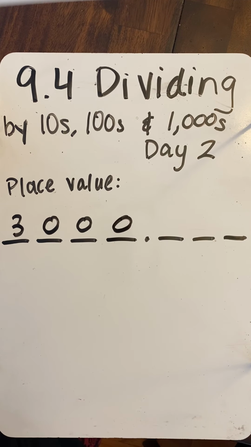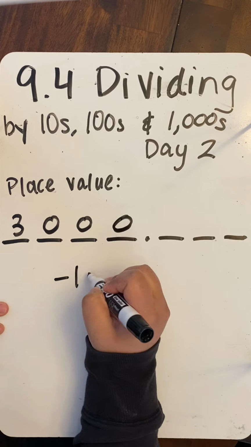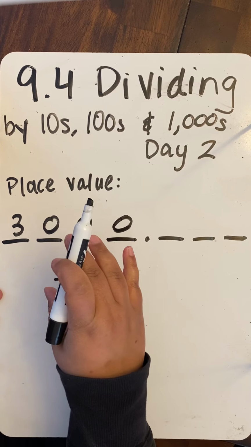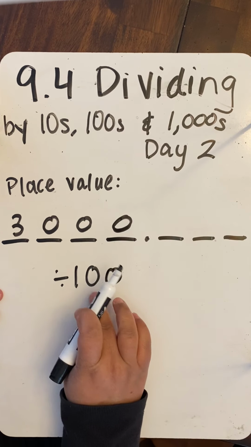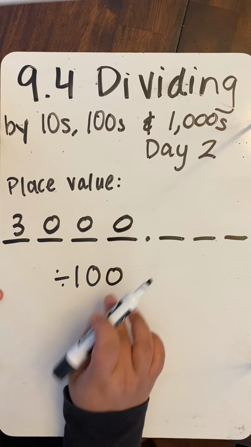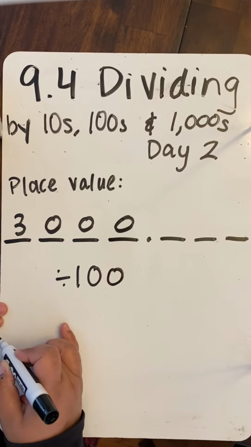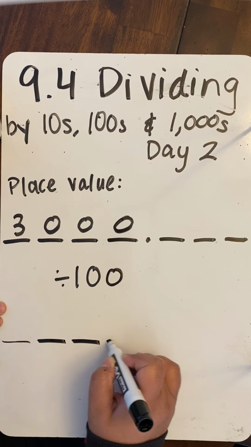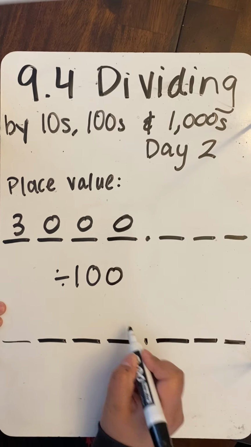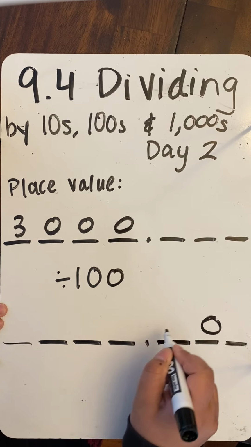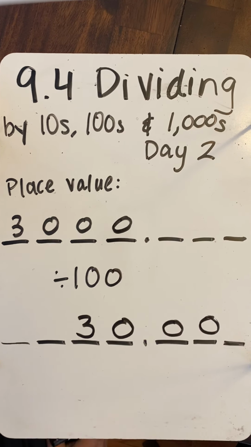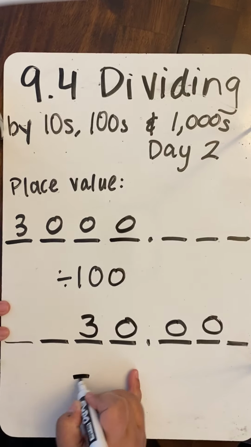and I divide by 100, then the digits are all going to shift 2 places. So the amount of zeros is the amount of places that the number shifts. So if it was to shift 2 places, that means this 0 would shift 2, this 0, this 0, and then the 3. So my answer would be 30.